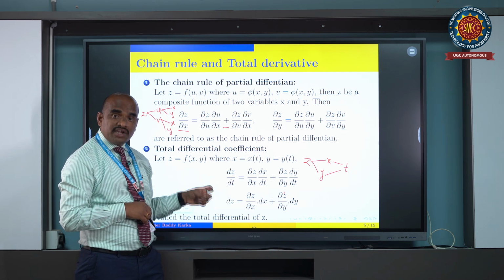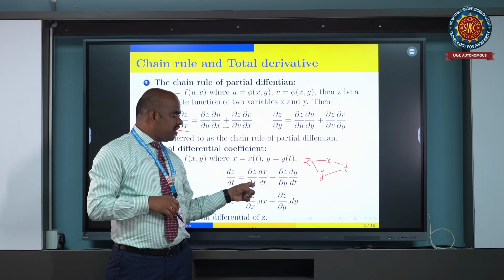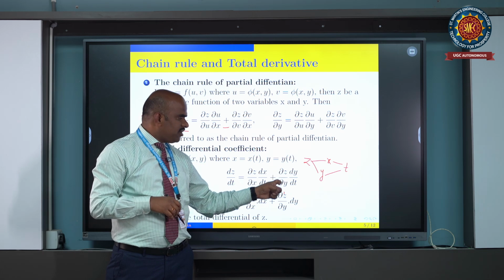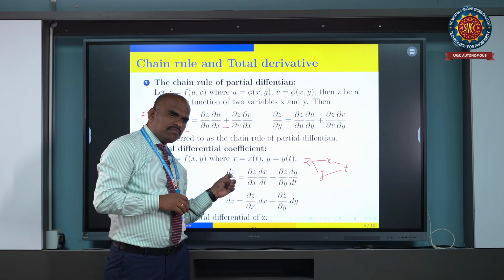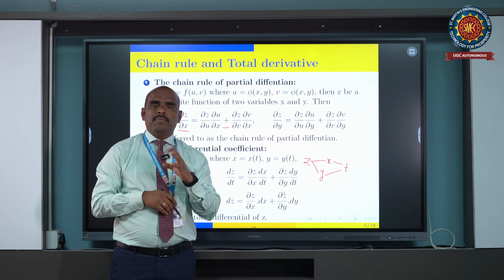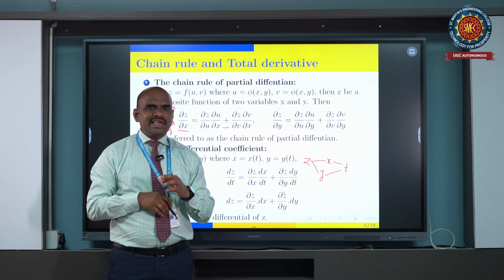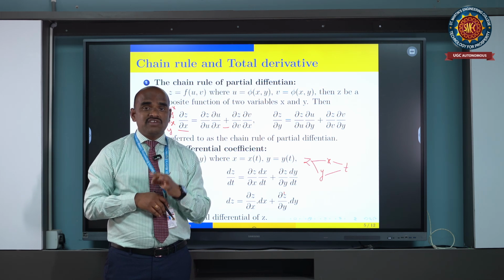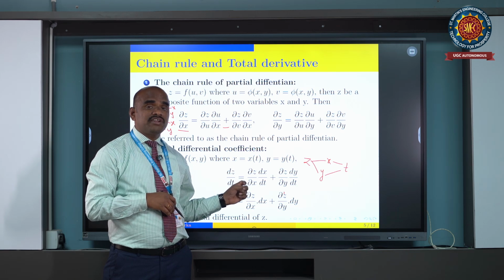How can we evaluate dz/dt? dz/dt is equal to ∂z/∂x into dx/dt plus ∂z/∂y into dy/dt. Here we are using d in one place and ∂ in another place. ∂ represents partial differentiation, d represents ordinary differentiation. In case of a function of a single variable, the ordinary derivative, we can represent by d.